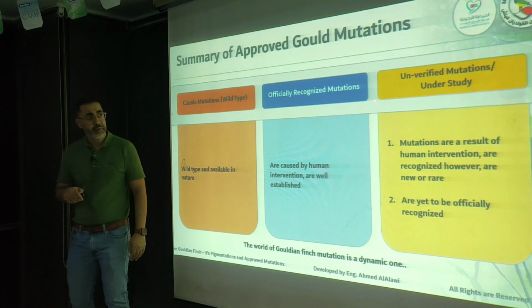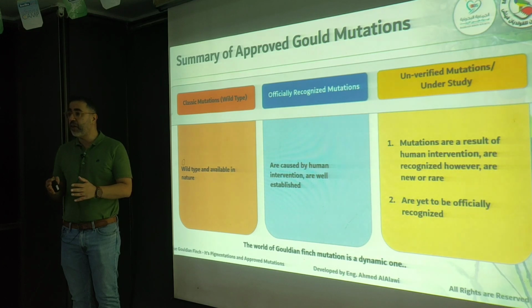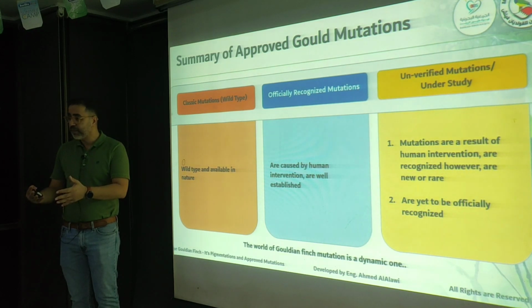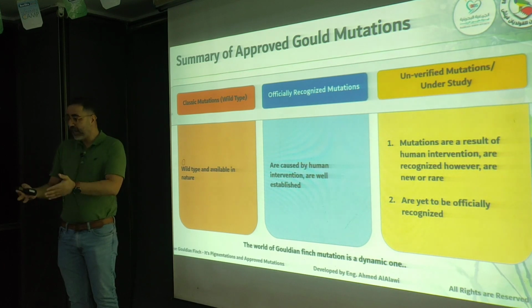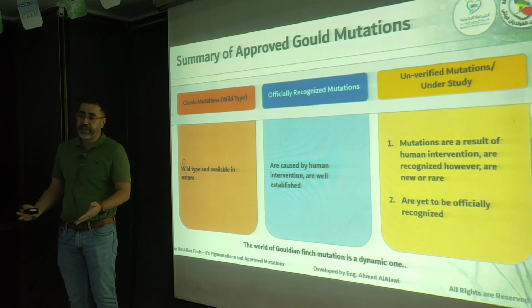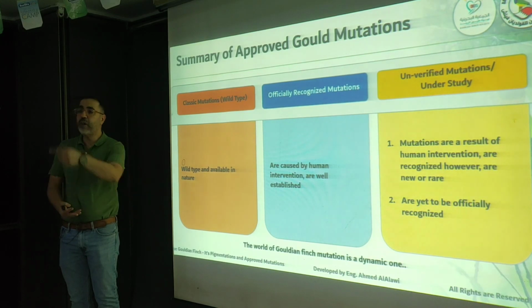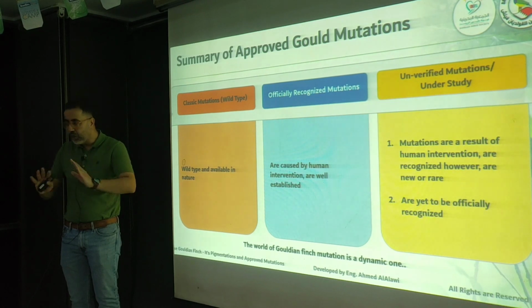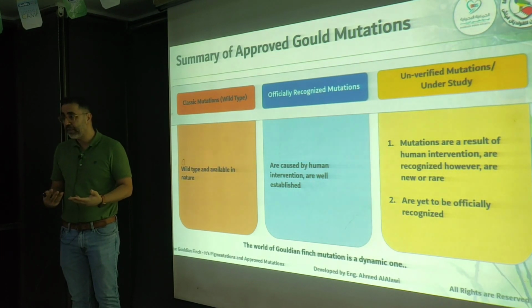And then there are ongoing mutations, or mutations that are not fixed. For example, you have half-sider. It cannot be inherited. A half-sider father will never give half-sider to his daughters or to his sons. It's one-off. It's a mutation that is not fixed, not recognized. Melanistic, for example.